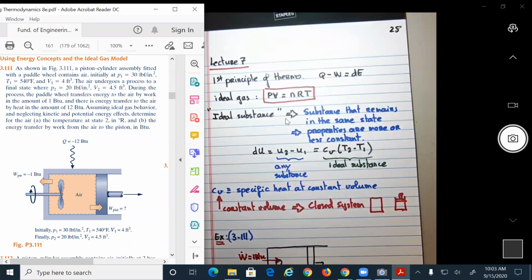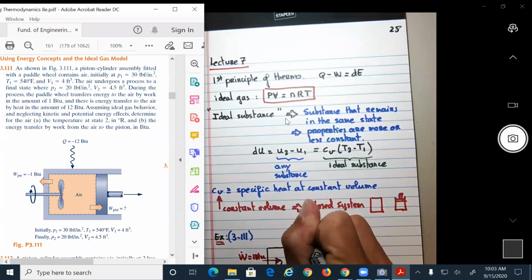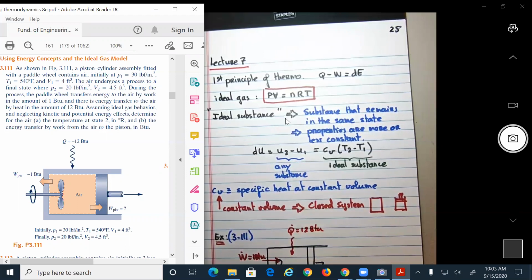And there is energy transferred to the air by heat in the amount of 12 BTUs. So that one, I think I kind of disagree with the sign they put there. 12 BTUs. So I think that should be positive because, let's read this one, during the process, the paddle will transfer energy to the air. So this gives energy to the air by working the amount of 1 BTU. And there is energy transferred to the air, so from here to here, in the amount of 12 BTU. To me, this should be positive value.